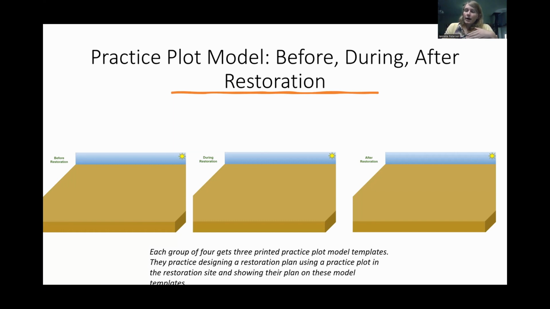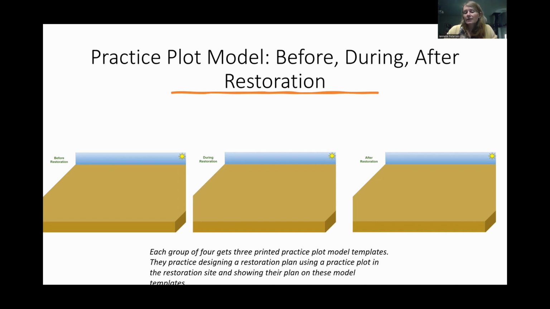But I want to talk about these practice plots for a minute. So we talked about the practice plot in the restoration site and the reference ecosystem that you use in lesson 4. But there's also a template that you will print out. It's in the unit folder, and each group of 4 students will get a set of 3 templates. One template shows what their practice plot in their restoration site looks like before restoration, one shows during restoration, and one shows after restoration.